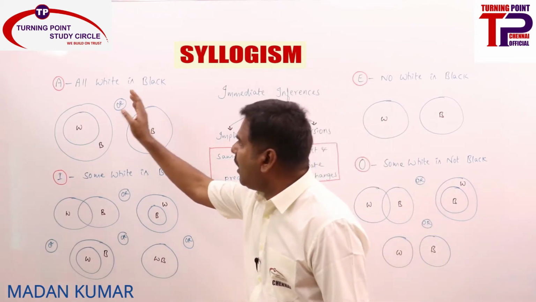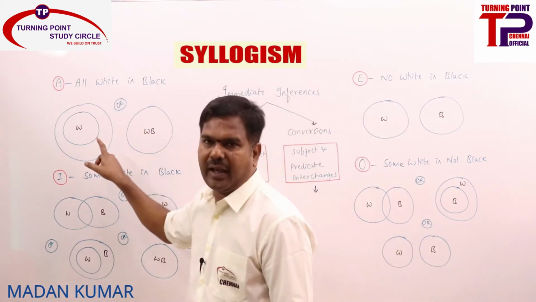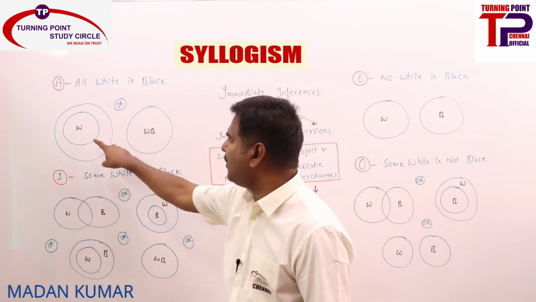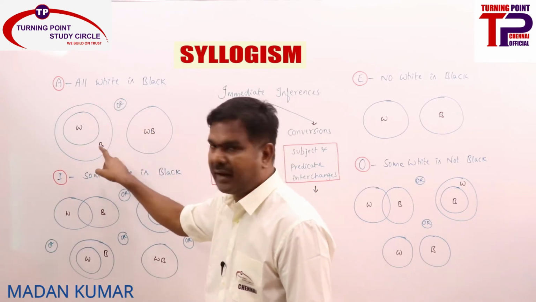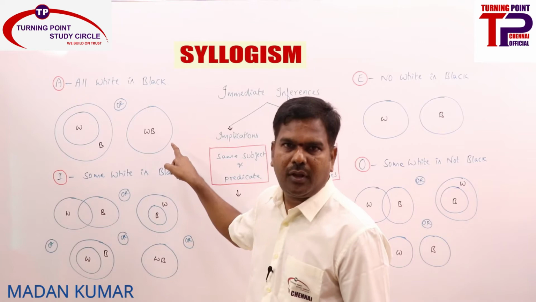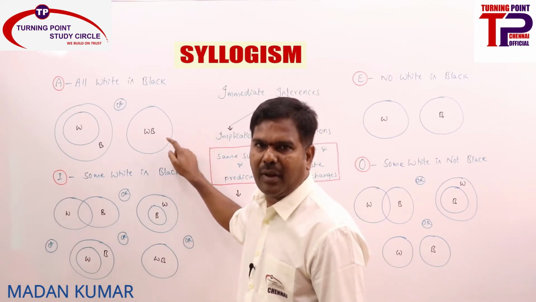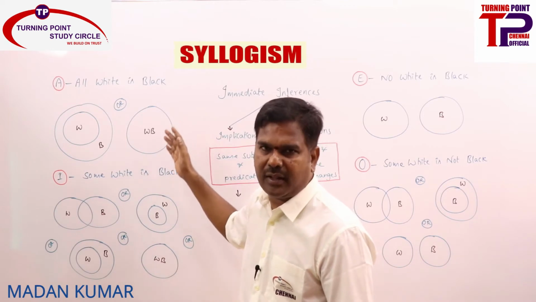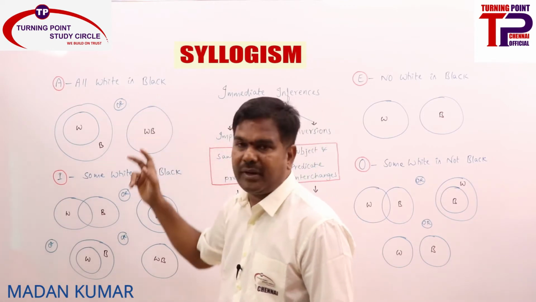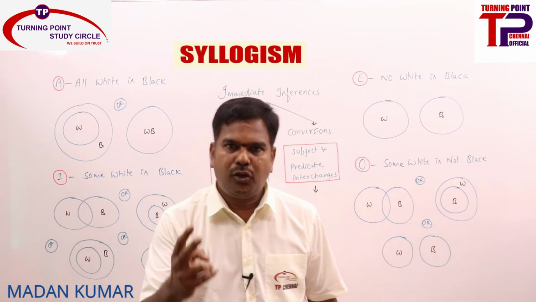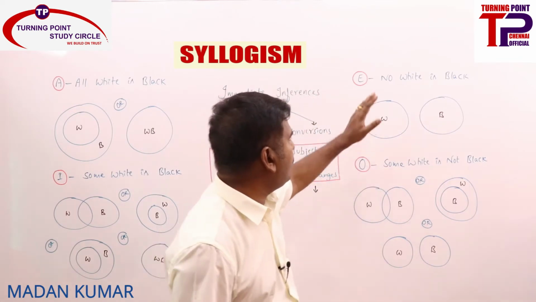So see how the A statement can be represented in a Venn diagram. Many of you will tell the answer: all white is black, right? Can I say this one is also true? Because the same circle can be there, so white and black circles are overlapping, we can tell this one also. So an A type statement can be represented in how many ways? 2 ways, right?